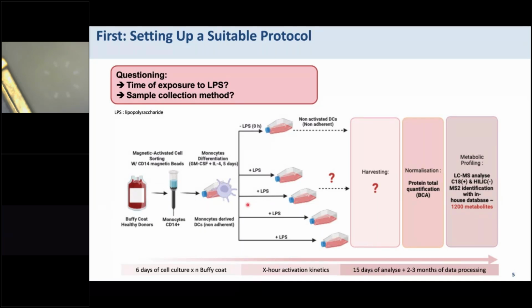Quickly, the workflow will begin with the obtention of monocyte-derived dendritic cells from buffy coats of healthy donors. The cells will then be activated by LPS, which mimics the membrane of gram-negative bacteria. And after the harvesting step, we can conduct a metabolic profile by using LC-HRMS and also MS2 identification with an in-house database.